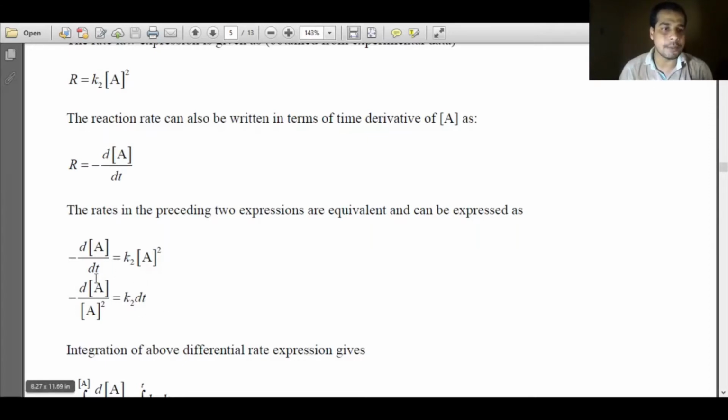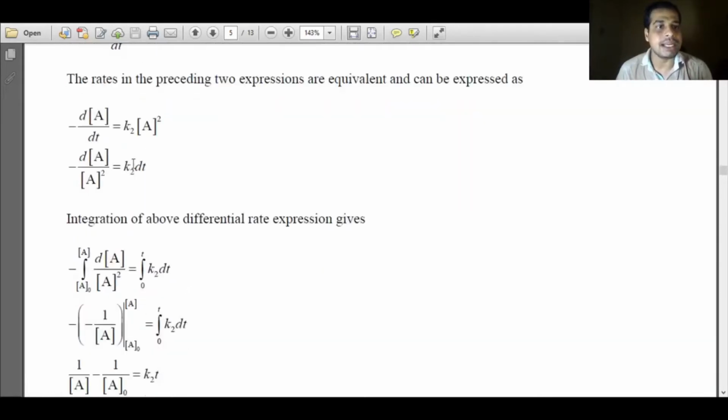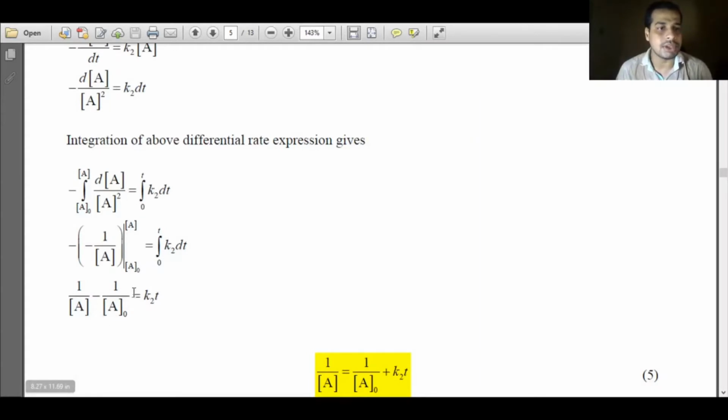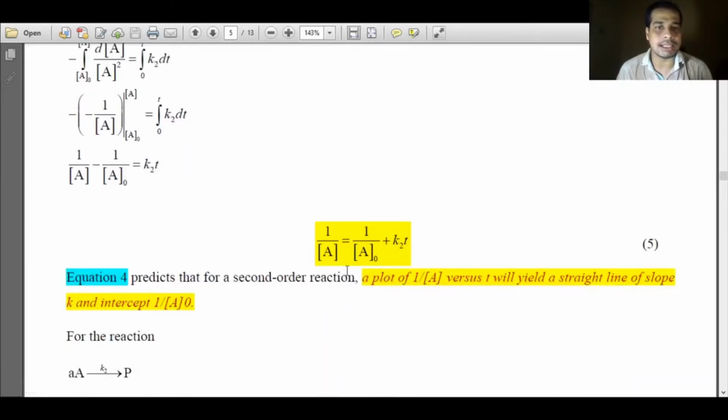If I rearrange the values, I take the time to the RHS, I'll get minus dA over A square is equal to K2 dt. If I integrate this differential form of rate expression, I'll be using the integration limit from A0 to A and the time limit from 0 to t. If I do this simple integration, I'll get 1 over A minus 1 over A0 is equal to K2t. What is A? A is the reactant concentration after some time t. A0 is the initial reactant concentration. Then if I rearrange, I'll get 1 over A is equal to 1 over A0 plus K2t.